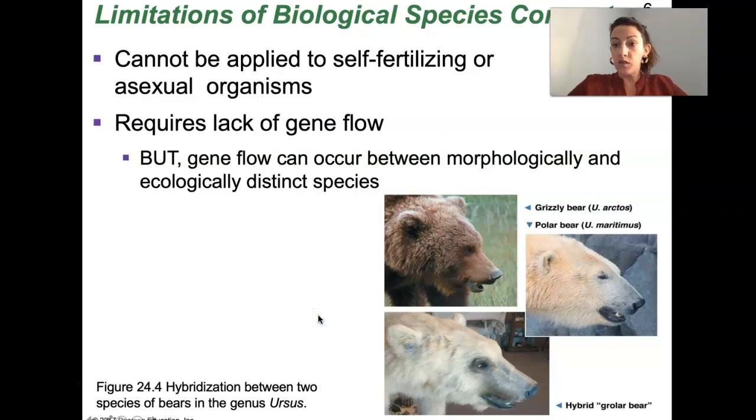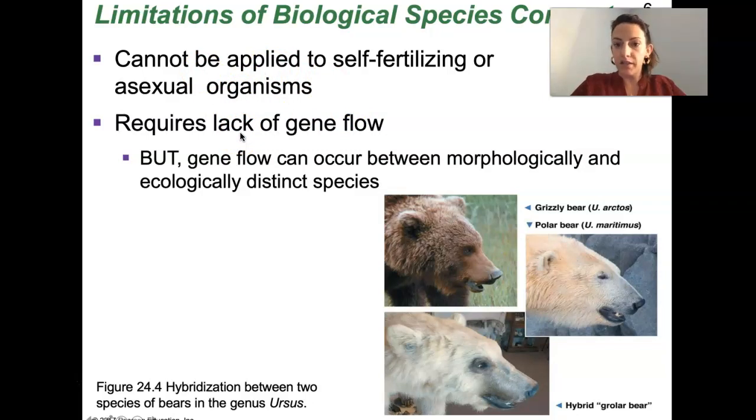Okay, and so I mentioned this is one species concept. So there's limitations, right? We can't apply this biological species concept based on mating to anything that's self-fertilizing, like a lot of plants, or anything that reproduces asexually. Plenty of animals, plenty of fungi, right? So this is really difficult because if an animal can breed with itself, how are you then talking about different species?